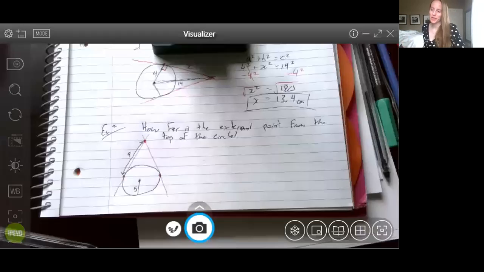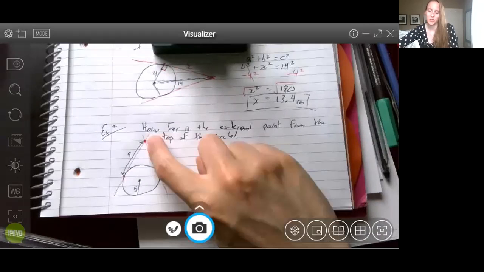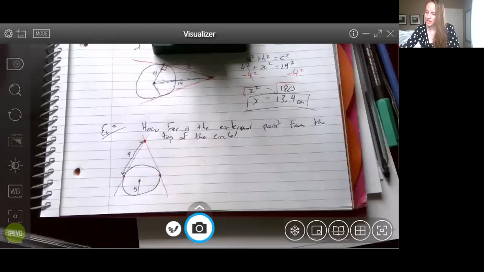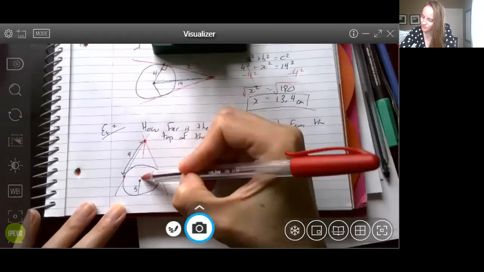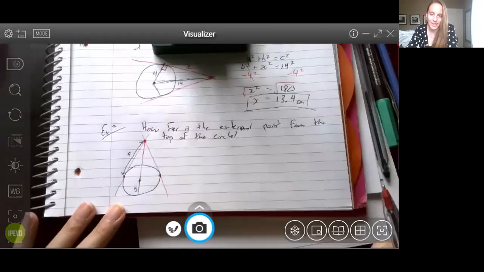Okay, last example here. This time I have given you a diagram and I have asked how far is the external point from the top of the circle. So a couple things we need to do with this diagram. We need to draw in our radius in the proper location. We also have to draw a line from our external point to the center of the circle. So I'm going to start by doing that. So there's that line there.